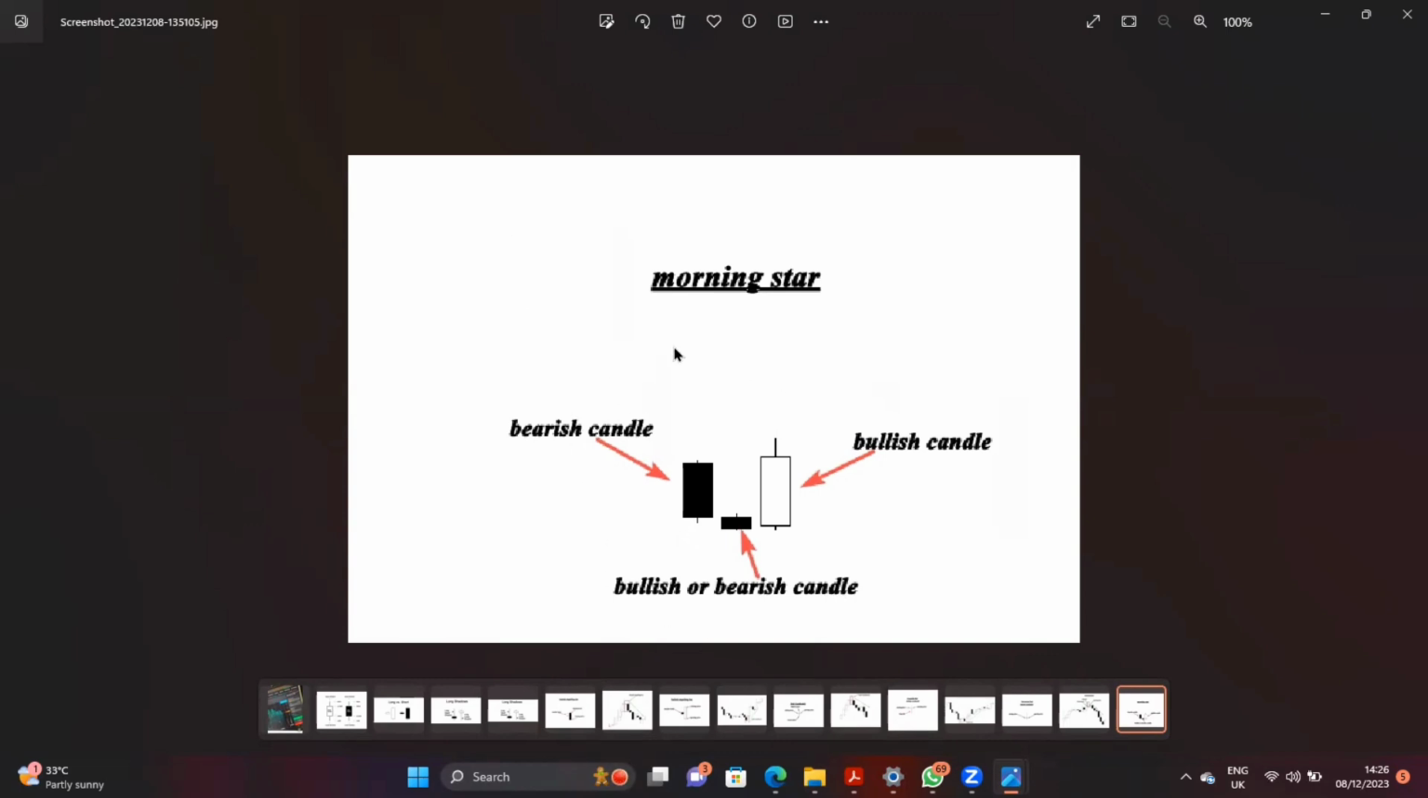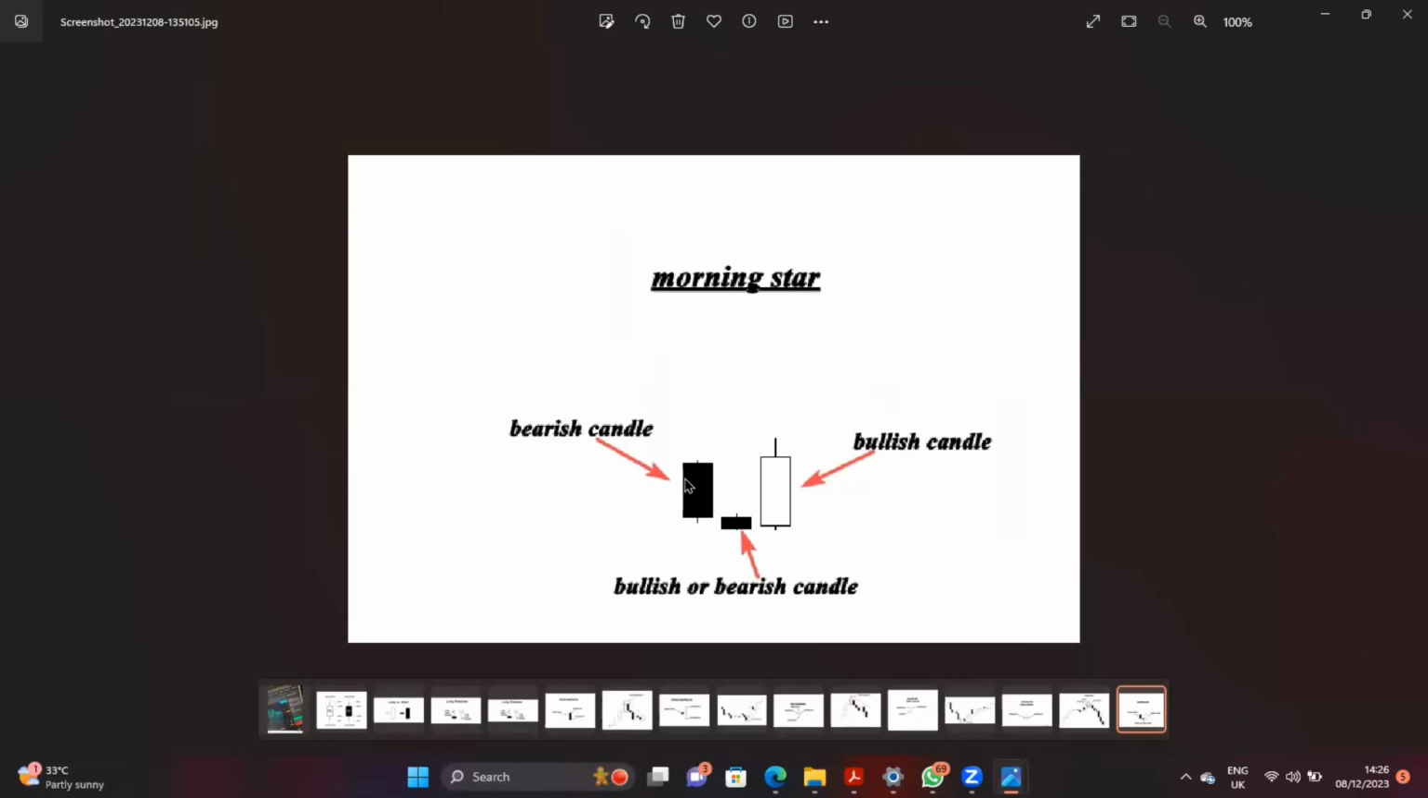So whenever a bullish reversal appears on a downtrend, it simply tells you that the trend is likely going to reverse. So the morning star pattern is considered a bullish reversal pattern. It often occurs at the bottom of a downtrend, and it consists of three candles, like we mentioned here.